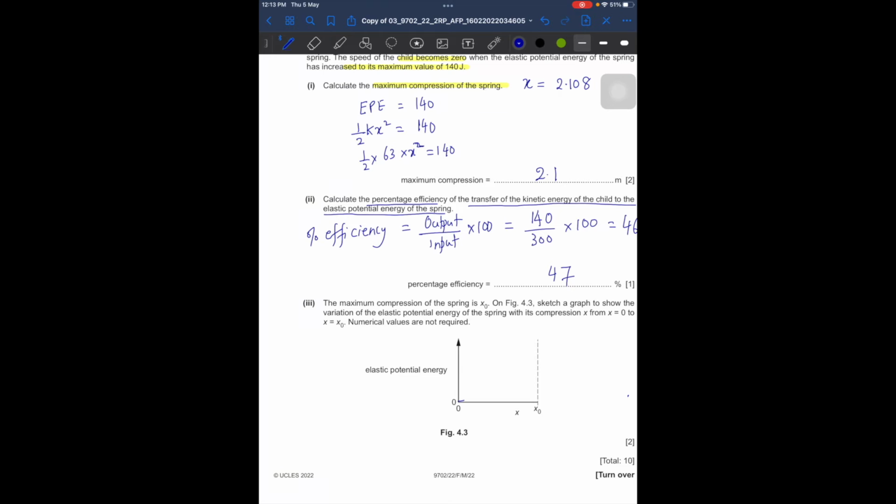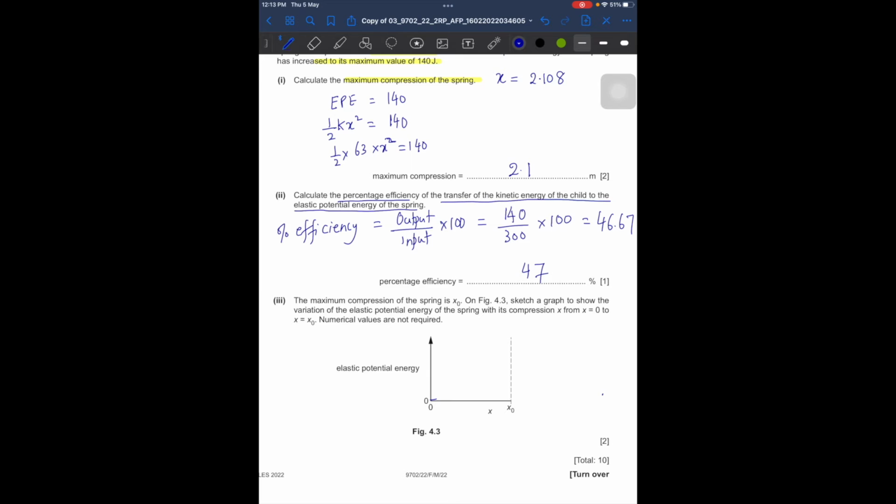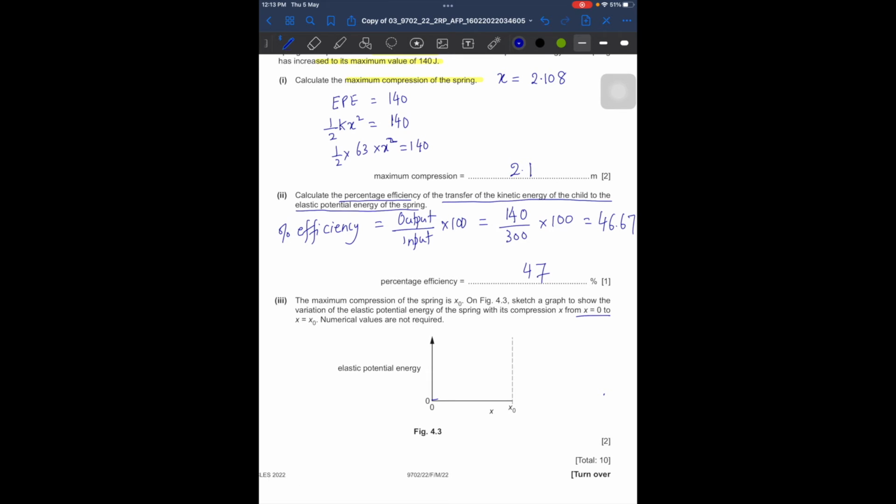Okay, next we want to plot a graph between EPE and x. It says that the compression is changing from x equals 0 to x equals x0, and that is actually the maximum compression. To get the sketch, we need to know what equation we are going to plot. Here we have EPE is half kx squared, so it's a quadratic equation. So it should be parabolic in nature, it should curve.